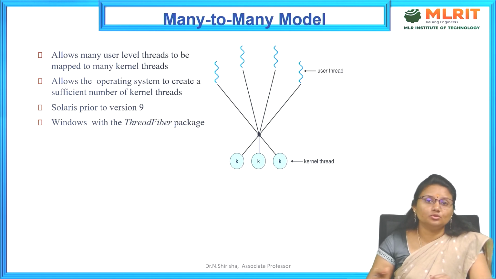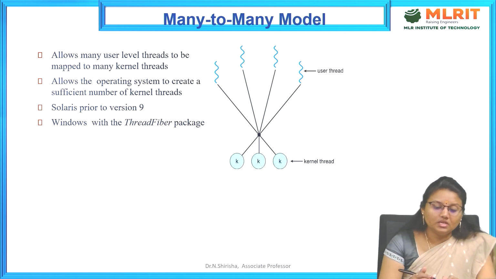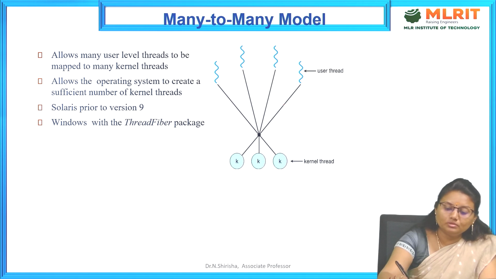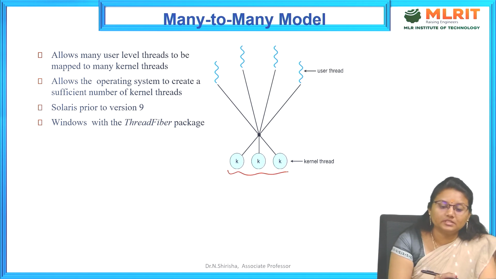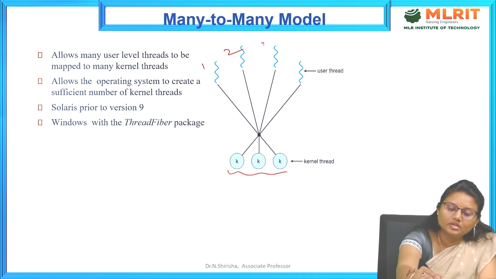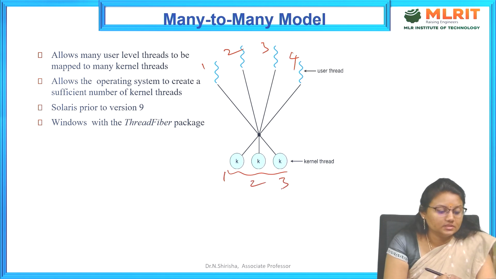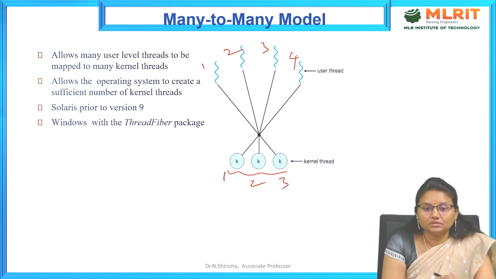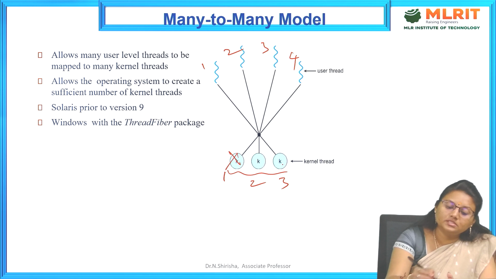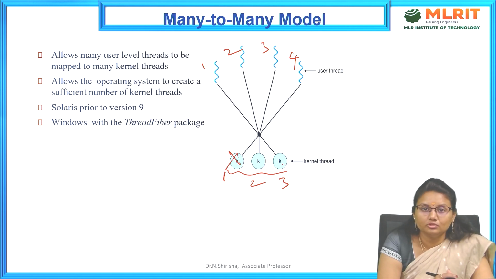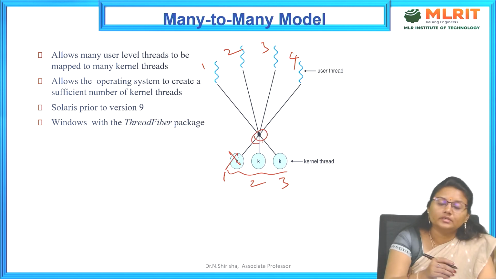And what is the many to many model? It allows many user level threads to be mapped to multiple kernel level threads. You have many user threads, say 4 user threads and 3 kernel threads. It allows the operating system to create a sufficient number of kernel threads. Therefore, every user process will have some kernel thread for its execution. Even though one is blocked, the other kernel threads can handle those user threads, because all are connected together.